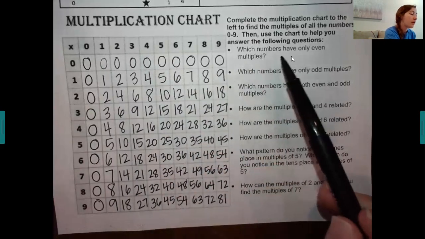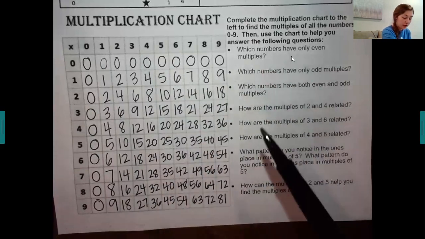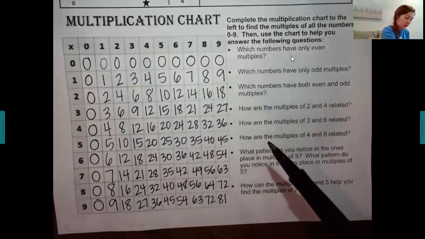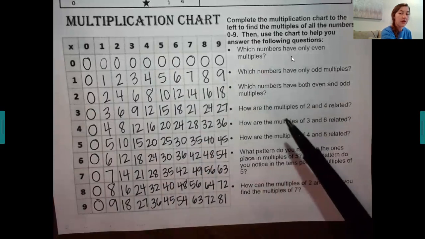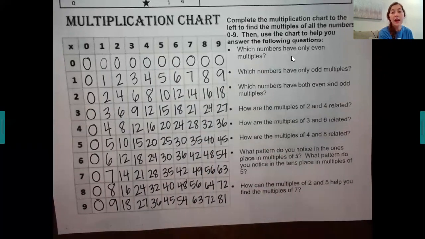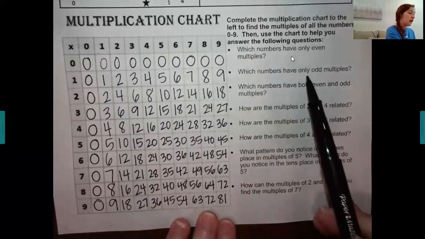So which numbers have only even multiples? So I want to look for even numbers. So those are numbers that have a pair. So if you break up the number, it would be 2 even groups. So that's 2, 4, 6, 8, and 10 or 0. And then my odd numbers don't have a pair, so it'd be like 1, 3, 5, 7, and 9. So I'm looking for only even and only odd.